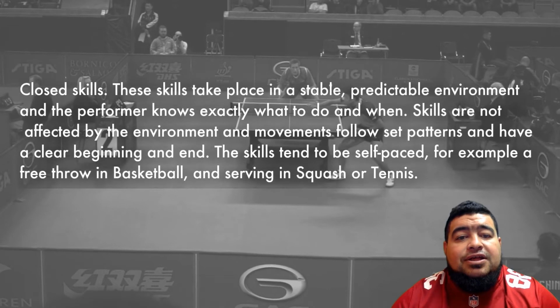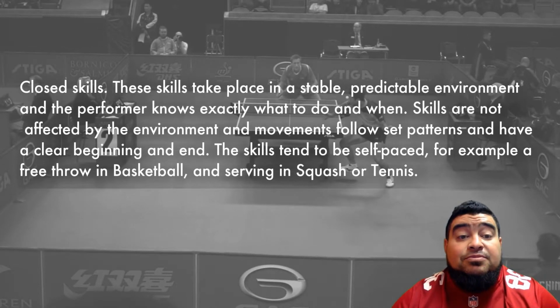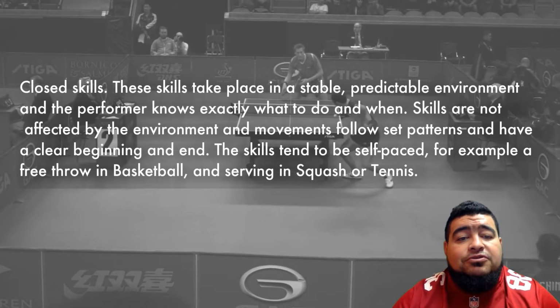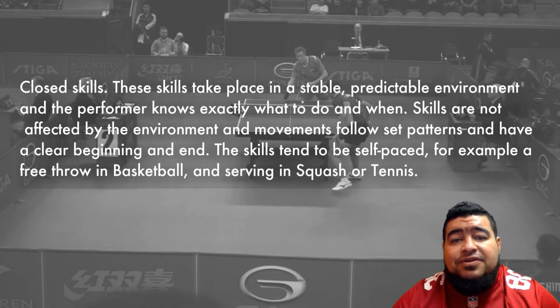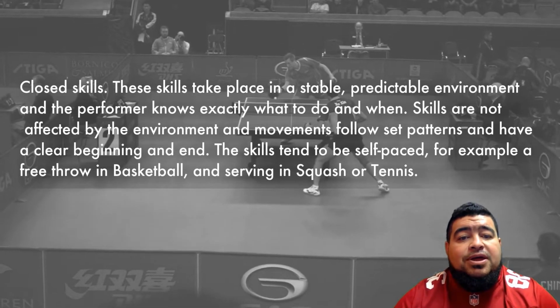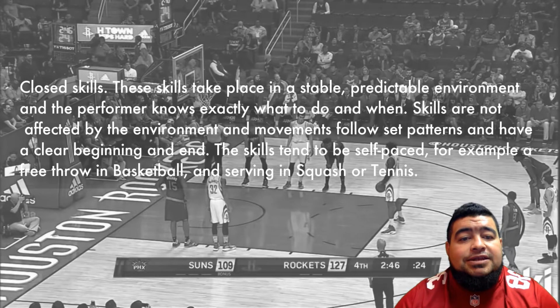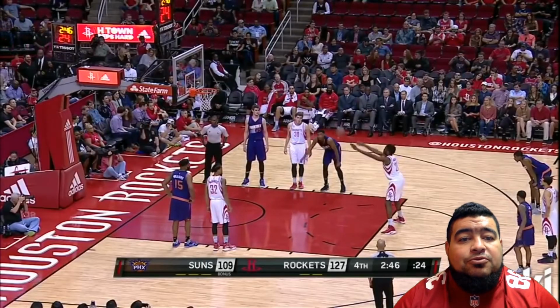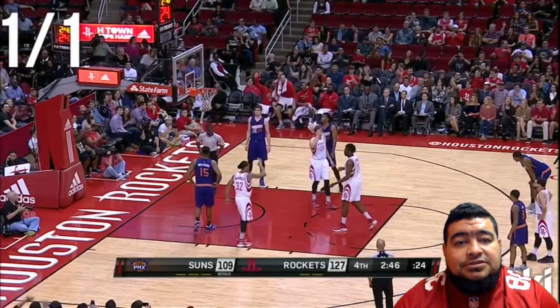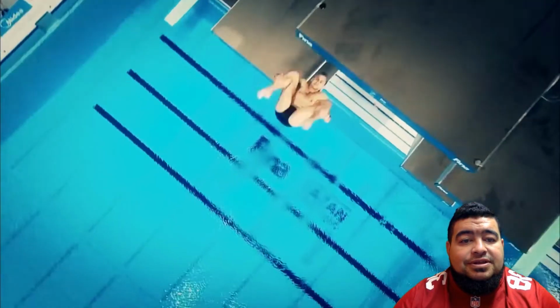Closed skills. These skills take place in a stable, predictable environment and the performer knows exactly what to do and when. Skills aren't affected by the environment and movements follow set patterns and have a clear beginning and an end. Examples are basketball free throw, serving in tennis, squash, table tennis, etc.